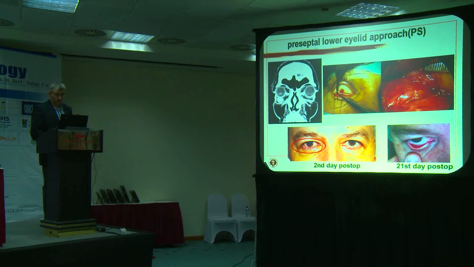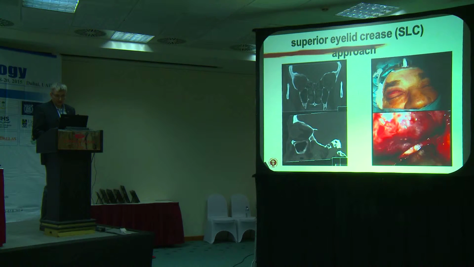There are two approaches through the superior or lower eyelid, very similar to microscopic approaches, but the corridor is more narrow. We use them to approach more anteriorly located lesions. In this case, this is a metastatic lesion of the superior wall of the orbit, extraconal.